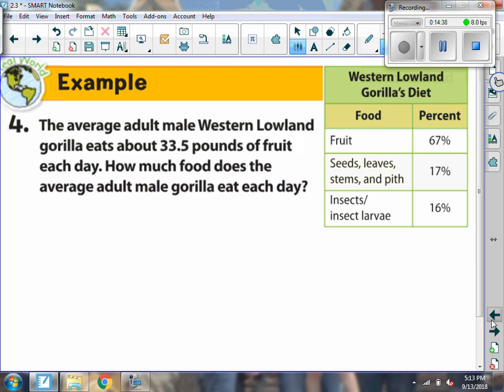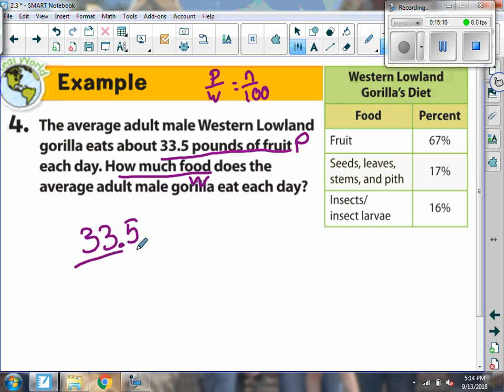So in order to solve this, we need to figure out what our part, our whole, and our percent are. So remember, we have part over our whole is equal to our percent over 100. So he eats about 33.5 pounds of fruit. They want to know how much food. So we have to figure out, is fruit or food our whole? Well, the total amount of food is going to be our whole, which means the fruit is going to be our part. So this will be 33.5, and we're trying to figure out what our whole is, equal to something over 100. So we need to figure out what our percent is.